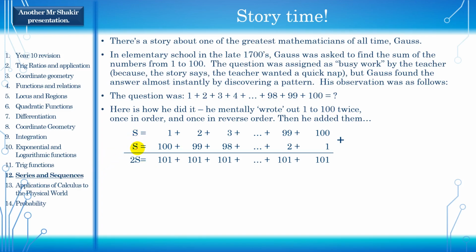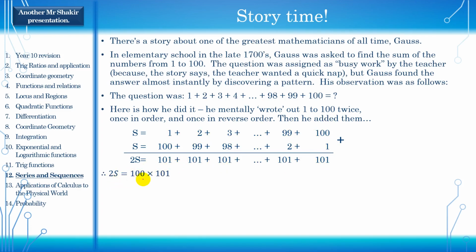So you see S plus S is 2S. 1 plus 100 is 101. 2 plus 99 is 101. 3 plus 98 is 101. So basically he added this with this and he got this. He got 2S is equal to, this adds up to 101, this adds up also to 101, and all of them add up to 101. And how many of these terms are there? There's 100 of them, right? There's 100 here. So obviously there's going to be 100 101s.